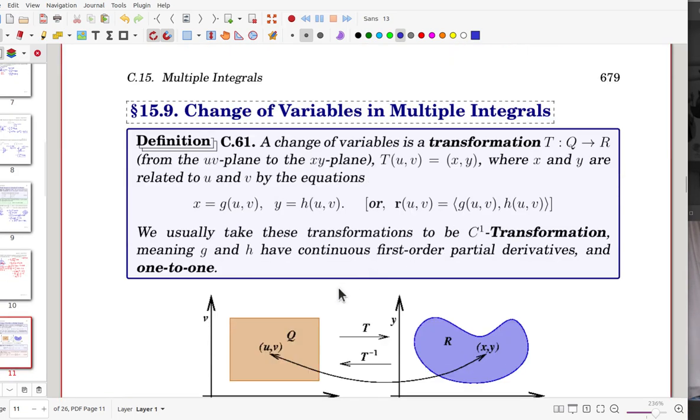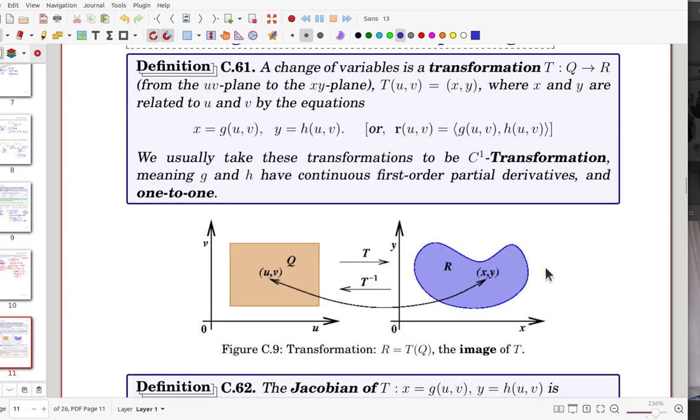Now, change of variables in multiple integrals. That is a really important section. You have to understand this one very deeply. Change of variable is a transformation from the pre-domain to R. Your integral is given along with the region. You have to find the pre-domain Q such that that is transformed and one-to-one and differentiable.